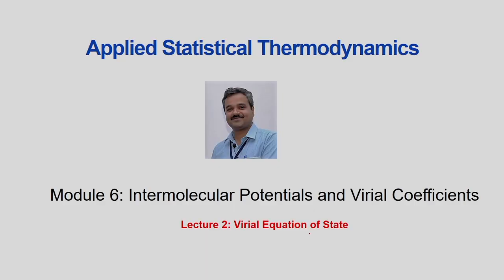We discussed beta 1, which is a type of irreducible integral. Now we will see how to incorporate that beta 1 into the other terms, and also see some other irreducible integrals such as beta 2. Overall, in this lecture we will derive an expression for the Virial equation of state.